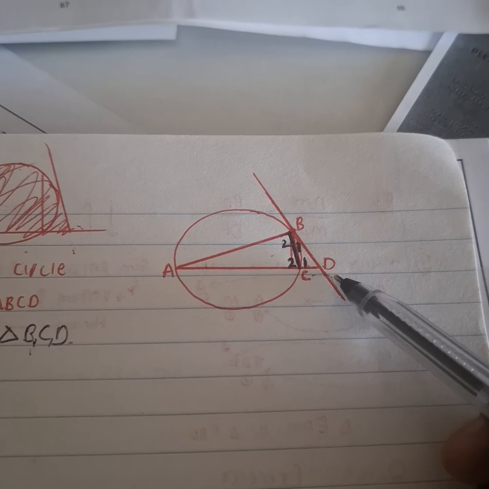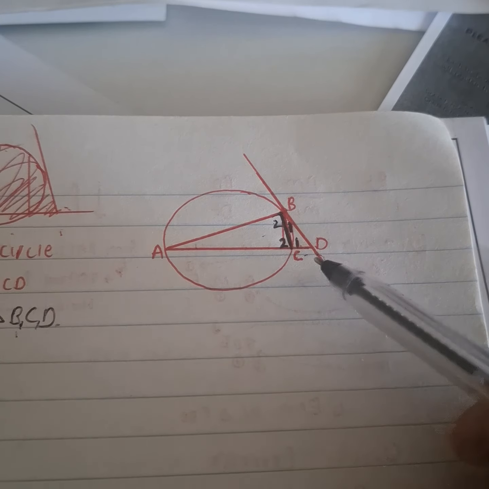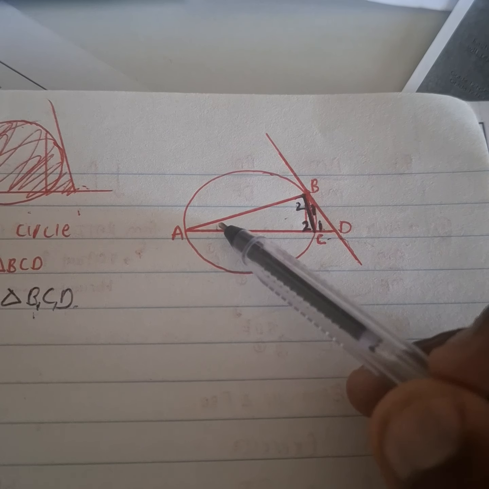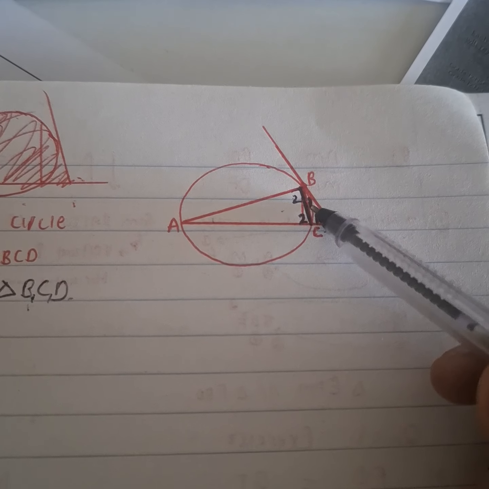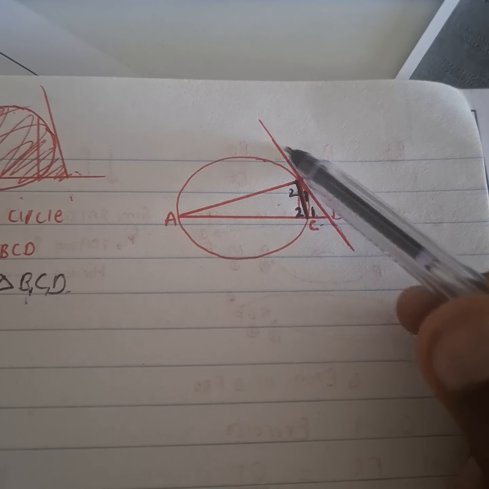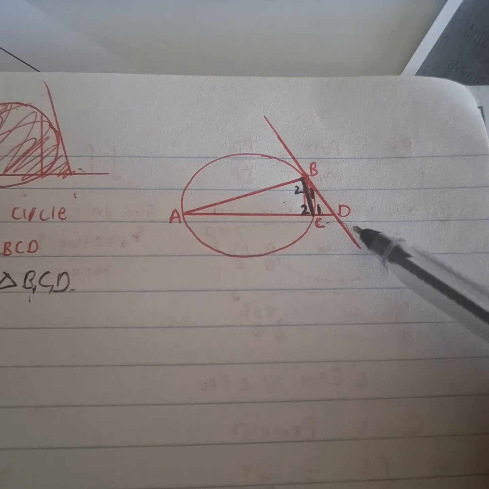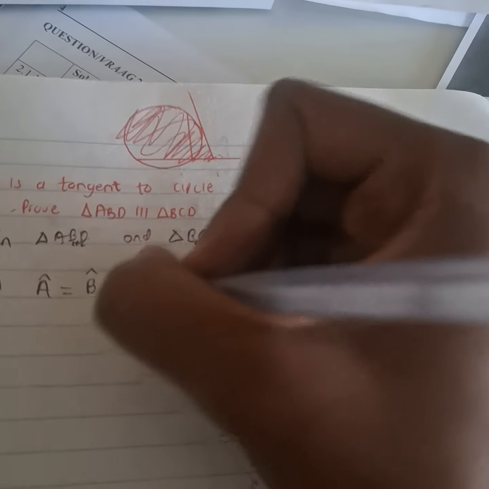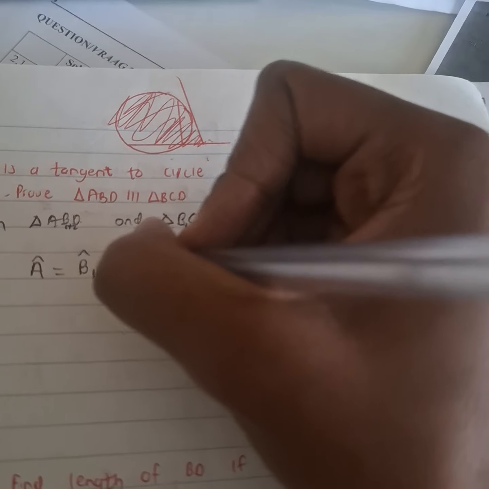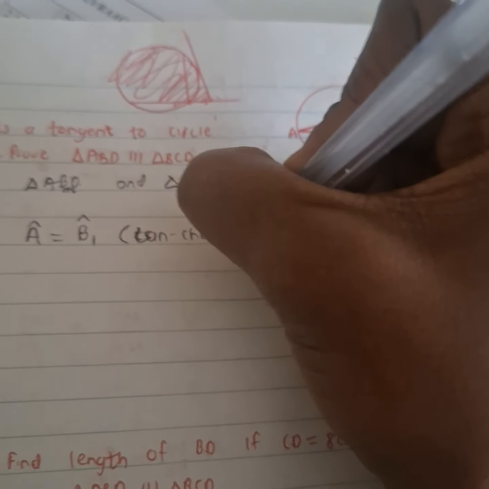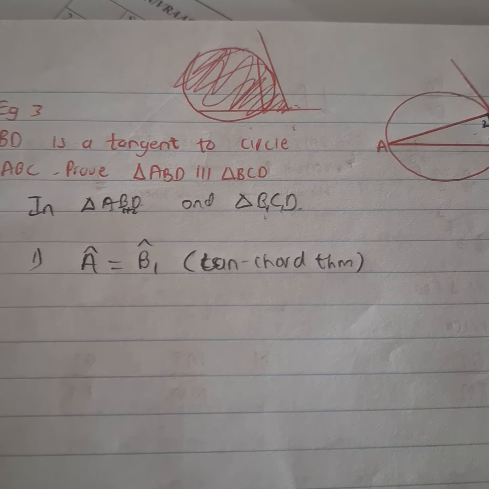The reason why we say that is because there's a tangent here. This here, BC, is a chord. This angle, made by this chord and this tangent, which is angle B1, will be equal to the angle subtended by this very same chord BC, the angle in the alternate segment. So we can say angle A is equal to angle B1. Reason: tan chord theorem. All right, okay, I think that's fine.